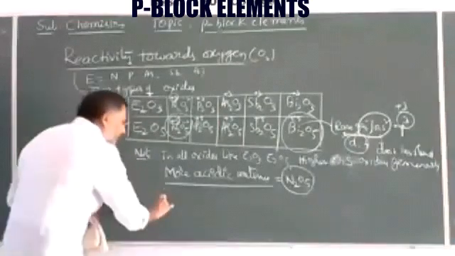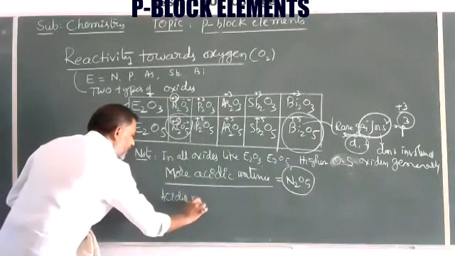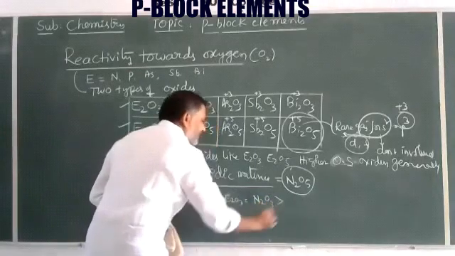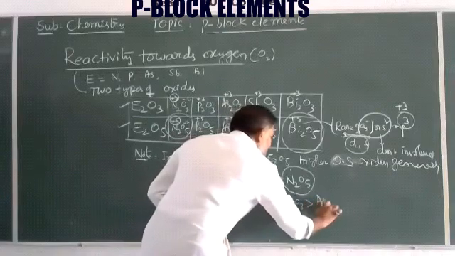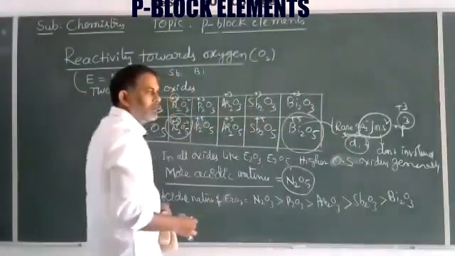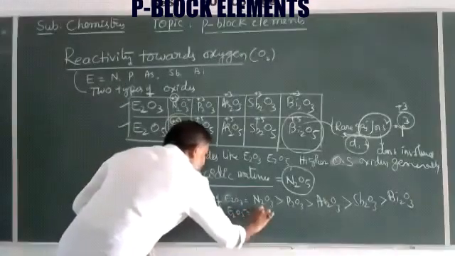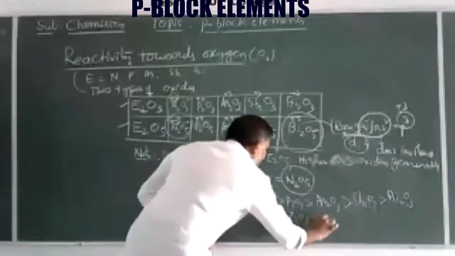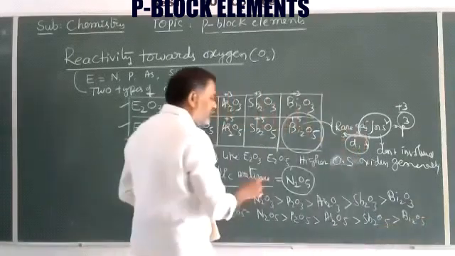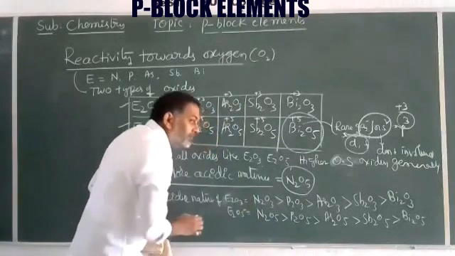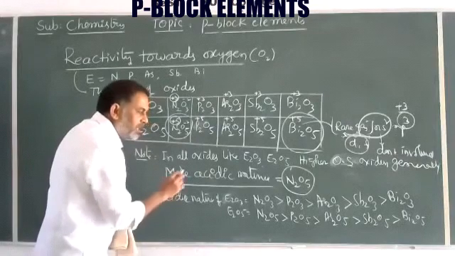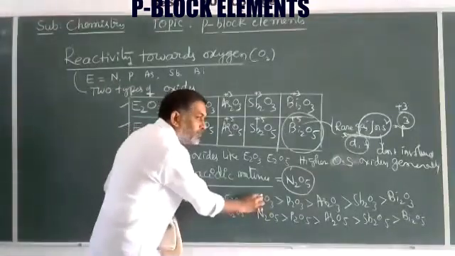By using this, the acidic nature of oxides like E2O3: N2O3 is greater than P2O3, greater than As2O3, greater than Sb2O3, greater than Bi2O3. Now for E2O5, same situation: N2O5 greater, then P2O5, then As2O5, then Sb2O5, then Bi2O5. This is based on electronegativity and atomic size: more electronegativity and small atomic size means more acidic in nature.